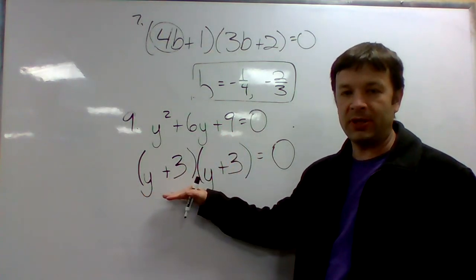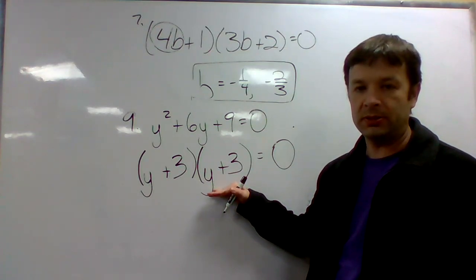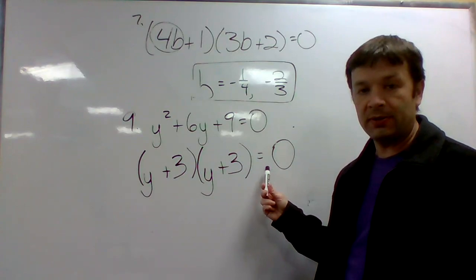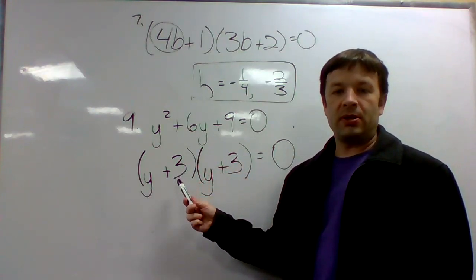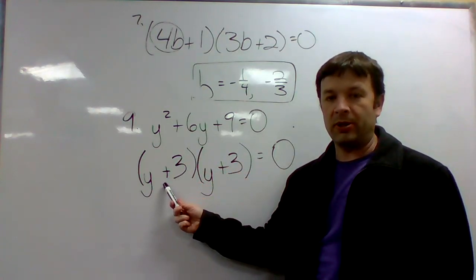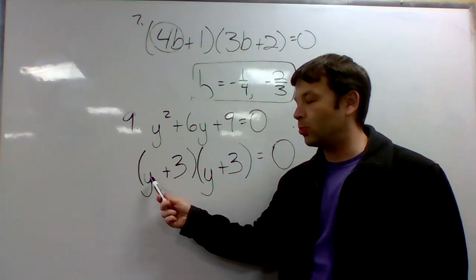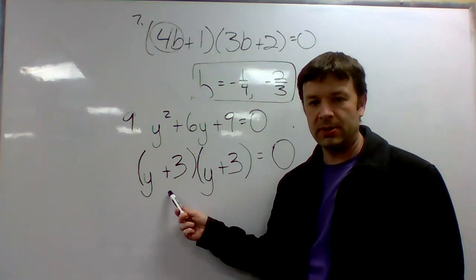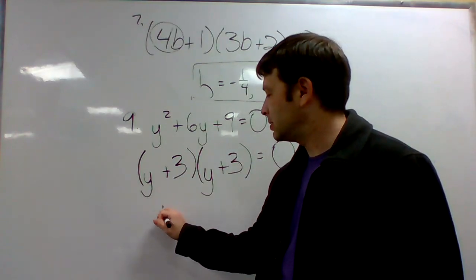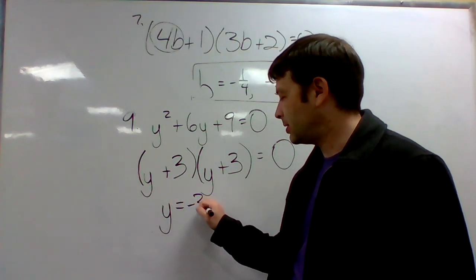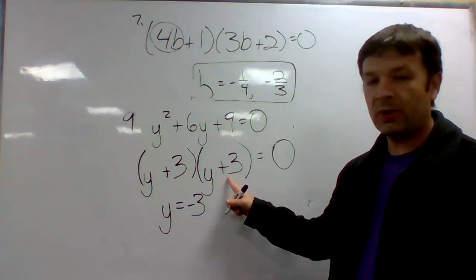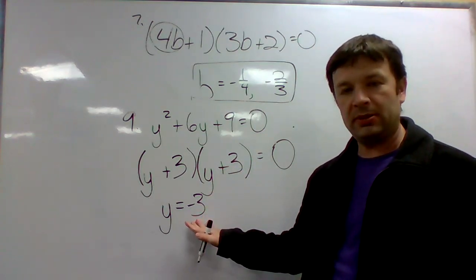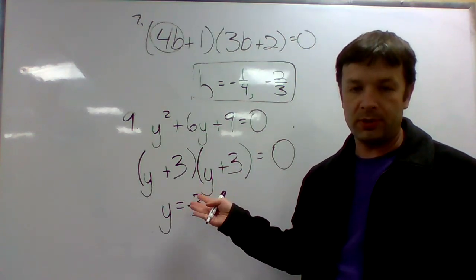Now that we've factored, we get a problem that looks like number 1. Okay, it's got this times this equals 0. So we're going back to the question we asked on number 1. What y value would I need to make this into a 0? And that would be a negative 3. Okay, what y value would I need to make this a 0? Same thing. So negative 3 is what they call a double root.